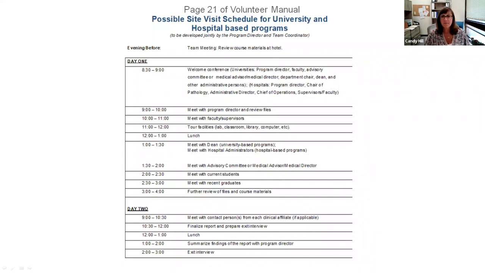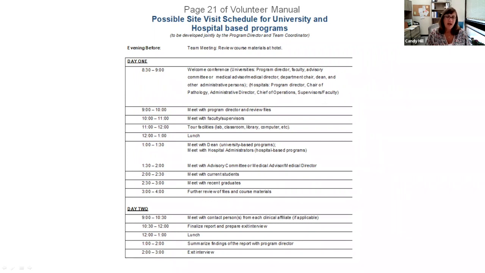If your program has a medical director, then of course you might want to invite them. Your chairs, your deans, presidents, vice presidents, whoever you typically would invite to one of these meetings is who shows up at this 8:30 meeting. So that's very flexible. And again, there's not a prescribed list of who should be there, but whoever wants to come is of course welcome to come for this first visit.